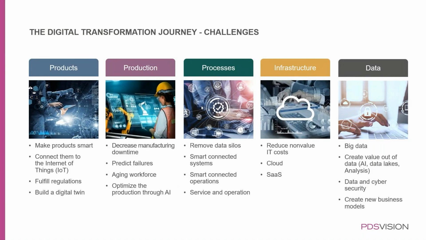Processes, remove data silos. That's an important piece, so that instead of data being in multiple locations with different versions and people looking at different items, we want to remove that so that everybody's looking at the same information in real time. Smart connected systems, also smart connected operations, and then services and operations. Then we want to increase our infrastructure by reducing non-value IT costs. Of course, a lot of people are going to cloud-based, as well as SaaS, which is software as a service. So instead of actually having a downloaded version of the software, we're using it basically from the cloud.